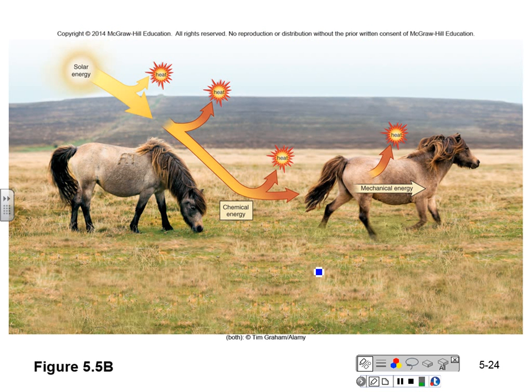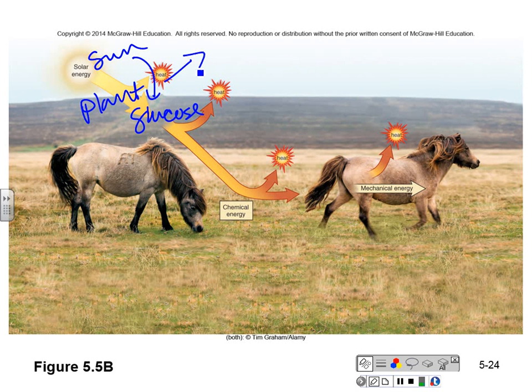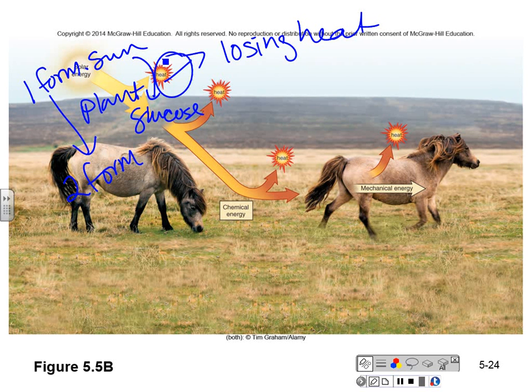We had a similar picture when we looked at producers and consumers and decomposers. I don't remember what chapter, 2 or 3. So here is the sun, and what did we say the plants do? The plants take the sun and they turn it into glucose, right? Well, to take sun energy and turn it into glucose energy, you're going to release heat. So we're taking one form, we're turning it into another form, and we're losing heat in the process.